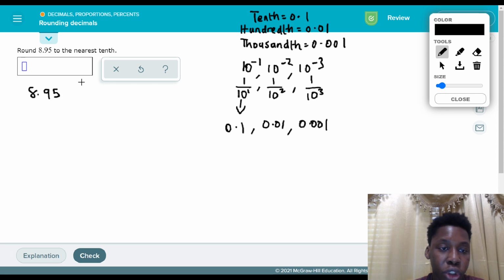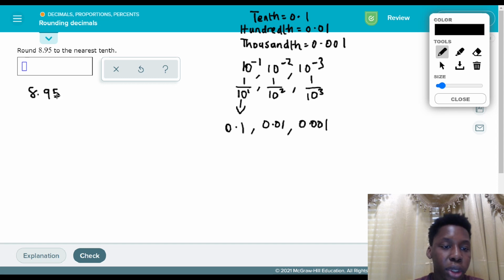number in the tenth position in this case. So 5 is equal to 5, so we have to add 1 to this 9. But let's say for example the number was smaller, let's say 3.